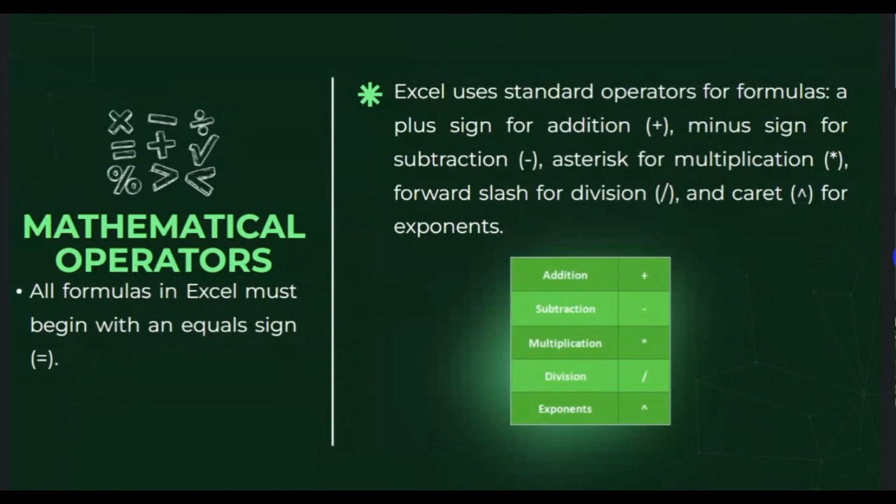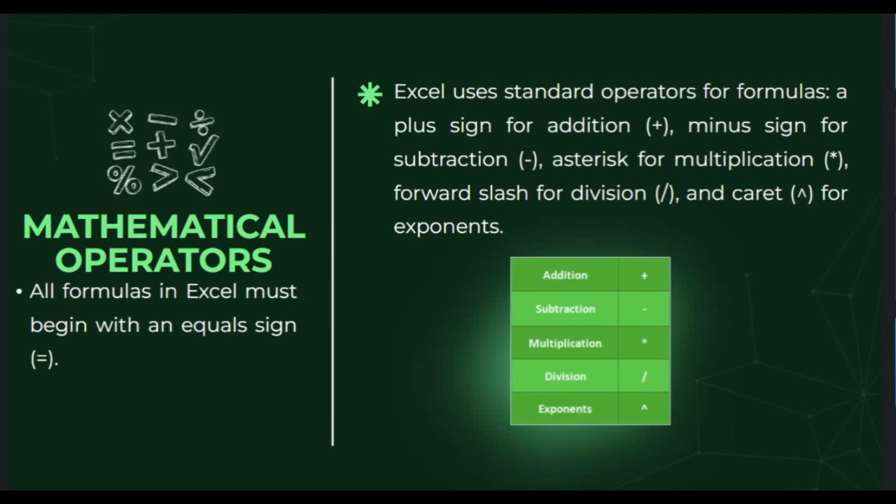First here, we have the mathematical operators. So all formulas in Excel must begin with an equal sign. This is because the cell contains or is equal to the formula and the value it calculates. So pag nag-input po tayo ng formula sa formula bar, it always starts po with an equal sign.